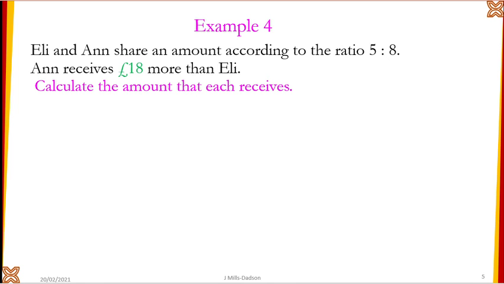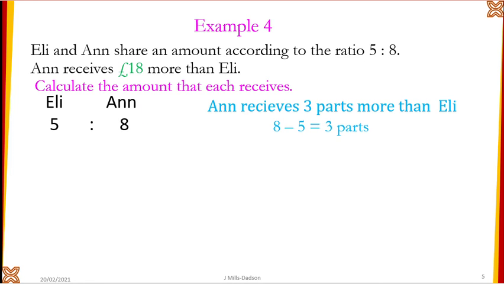So you need to be very careful when it comes to questions like this. Now, what we need to do here is set up the ratio and ask yourself, if Anne is receiving 18 more, it's because Anne is going to have more parts than Ellie. And if you can see, how many parts more would that be? It would be 3 parts. So the first thing is to work out the excess parts that Anne is receiving. So you could see Anne receives 3 parts more than Ellie. That 3 parts is the extra 18 pounds that Anne is going to have. So 3 parts represent 18.